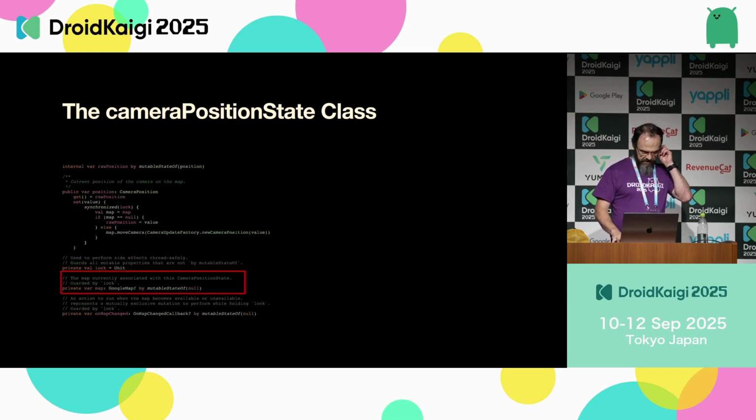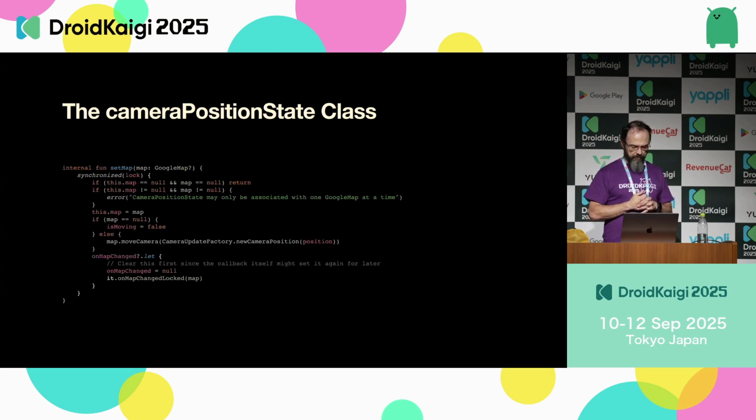Let's keep looking at this class. So something relevant, this is still part of the camera position state. Something relevant here is that you can see we are using Google Map. This is the actual Google class. And we have a couple of things here. We're using this lock here to make sure that the access to the map has been synchronized to avoid undesired effects and provide thread safety. So the map is not being accessed multiple times and leading to problems that you know as developers.